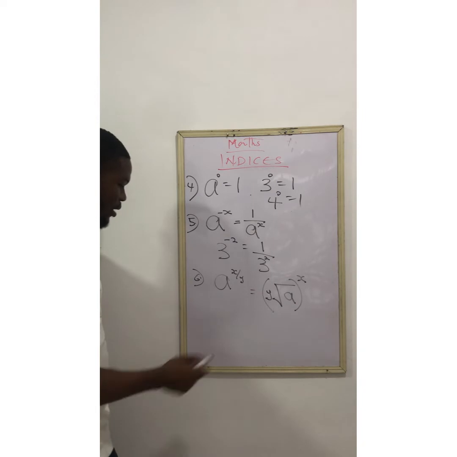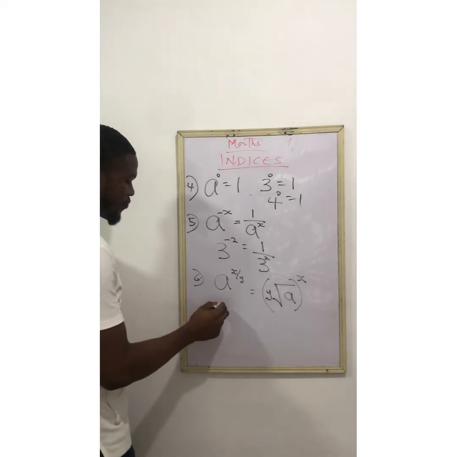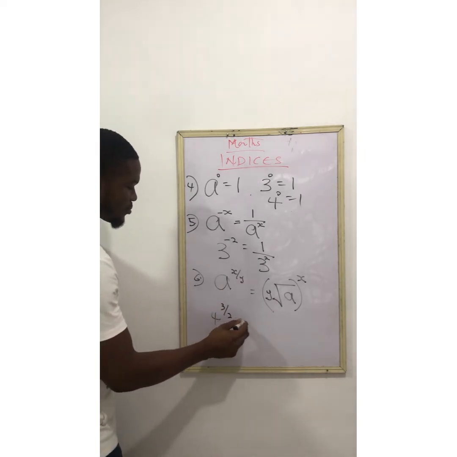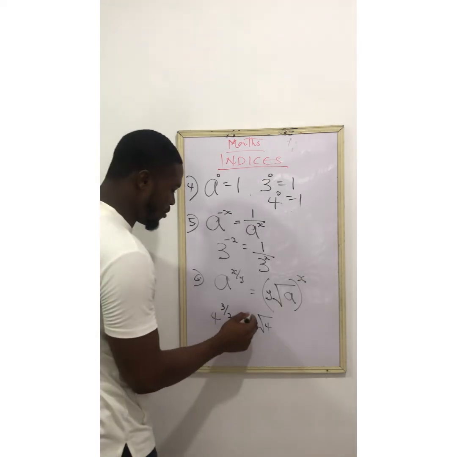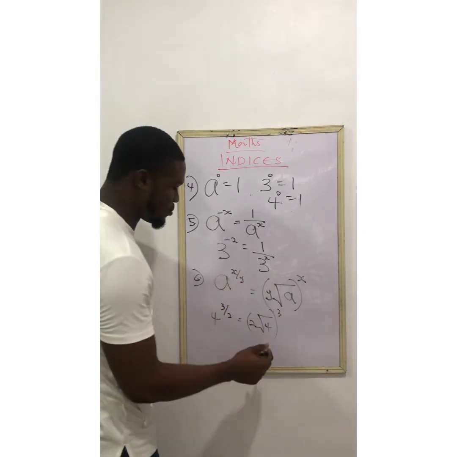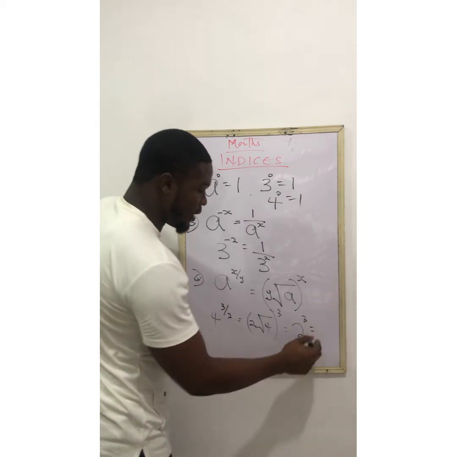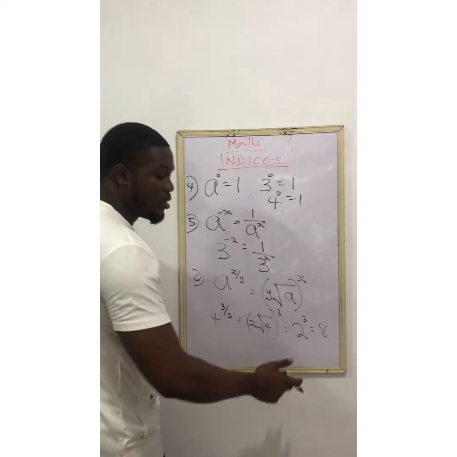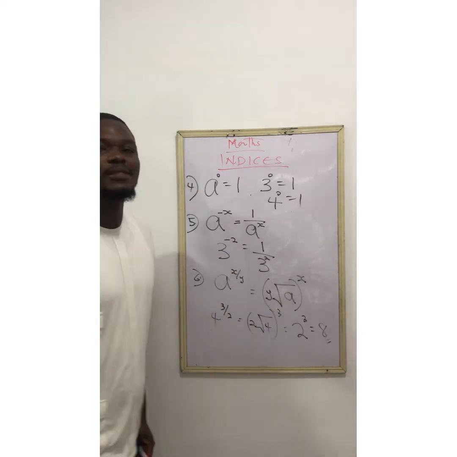So let's do it this way. Let's say you have 4 to the power of 3 over 2. That becomes the square root of 4, because 2 is the denominator, raised to the power of 3. What's the square root of 4? That's 2. 2 to the power of 3 gives us 8. If you're asked to leave your answer in index form, leave it as 2 raised to the power of 3. But if asked for a whole number without index, that's 8. Okay?